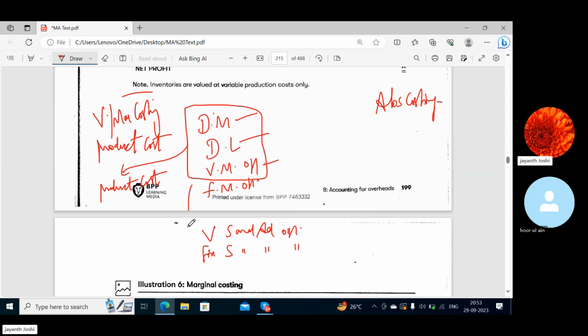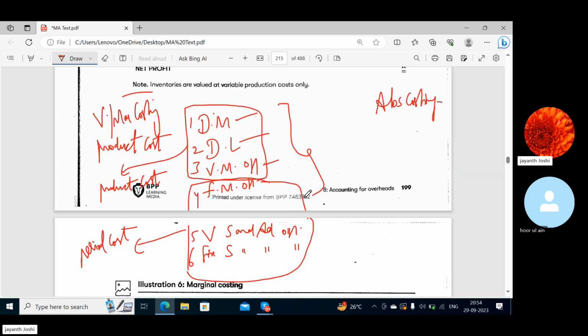And these three, down three: 1, 2, 3 are product cost, 4, 5, 6 are period cost. Did you understand? Yes. But in absorption costing, it is 1, 2, 3, 4. That's why I'm putting a bracket here.